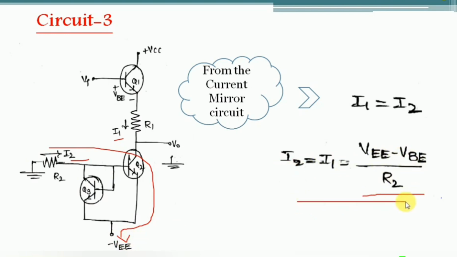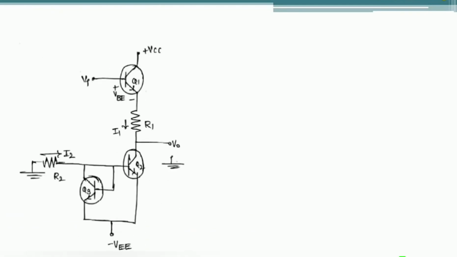While doing this analysis, we have to assume that the gain of the transistors Q2 and Q3 is of high value, and these two transistors are matched transistors. Matched transistors means the properties of these two transistors are the same, and the types of these two transistors are also the same. Now, the next step is to find the output voltage V0 and how the DC level can be reduced in the output voltage compared to the DC level at the input voltage.